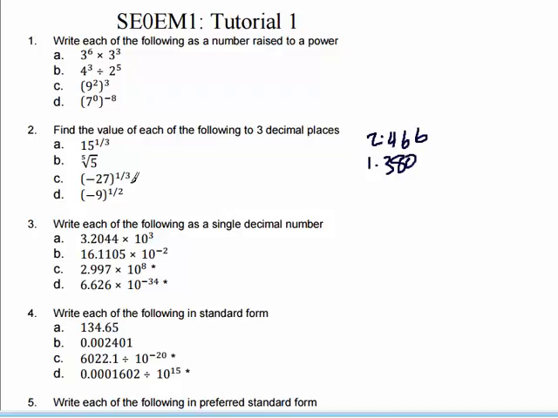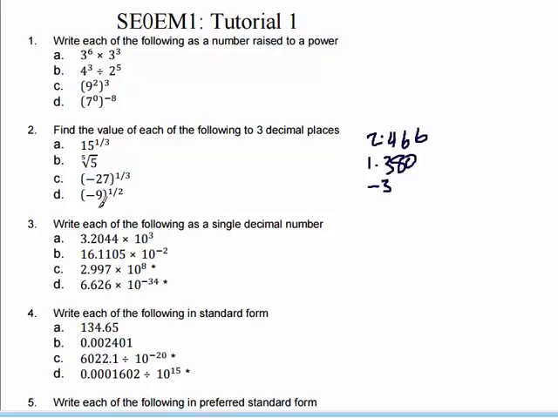Part C. What's the cube root of minus 27? Well, 3 cubed is 27. Minus 3 times minus 3 will give you plus 9, and plus 9 times minus 3 will give you minus 27. So that's fairly straightforward. The answer is actually minus 3.